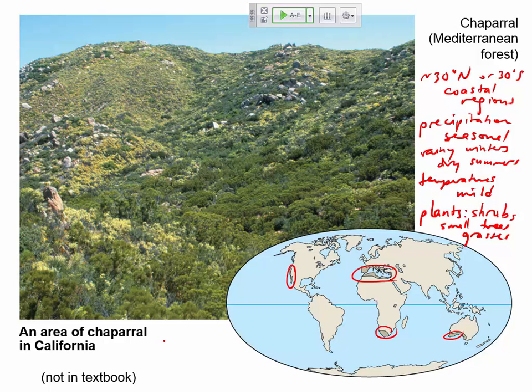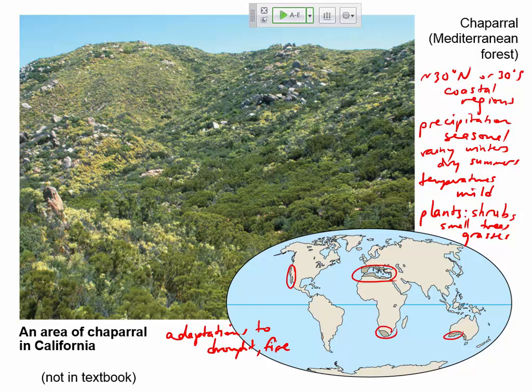You also do tend to get plants that have various adaptations to drought and also fire, because these are two phenomena that the living organisms have to be able to deal with to live in this particular biome.